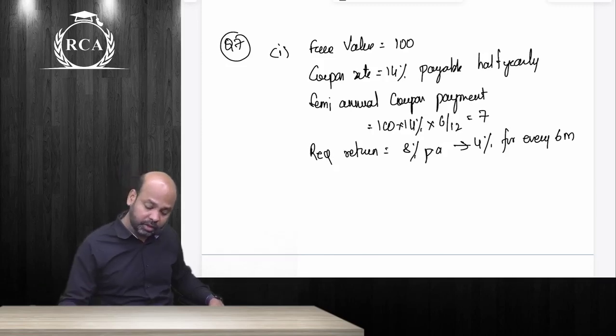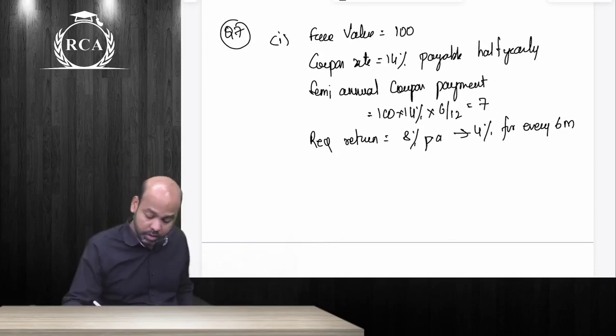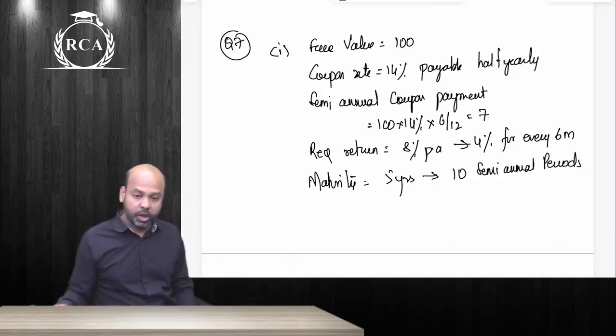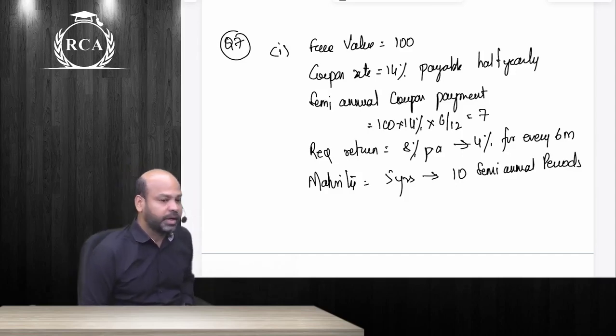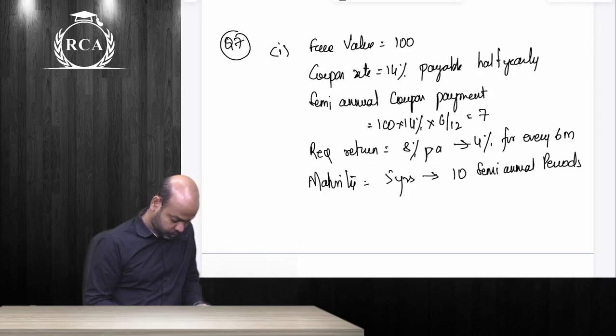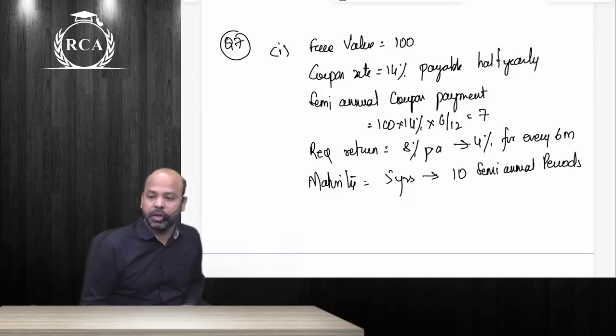Maturity period is how many years? Maturity period is 5 years, so that means there will be how many semi-annual periods? 10 semi-annual periods. Maturity period is 5 years, which will be 10 semi-annual periods. Are we clear about this?